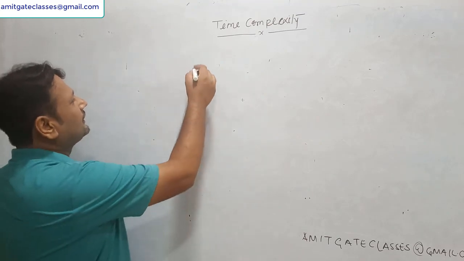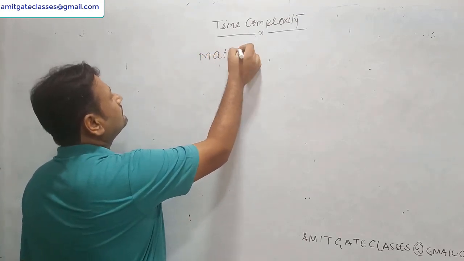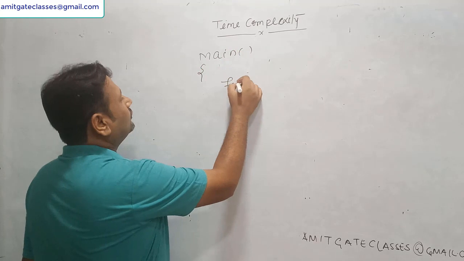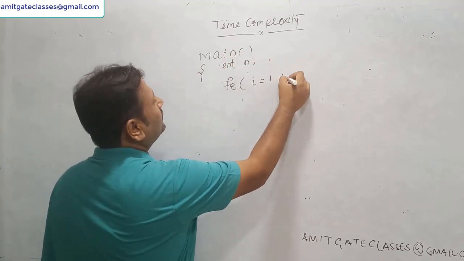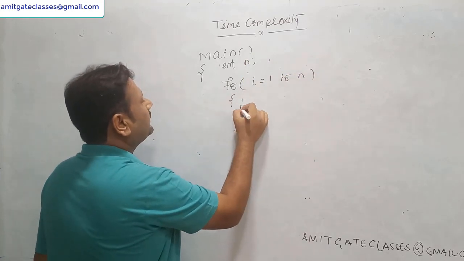Now, let me take another example. Let's say I have a loop: int n, for i equals 1 to n, printf Amit.